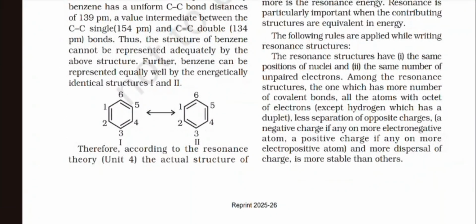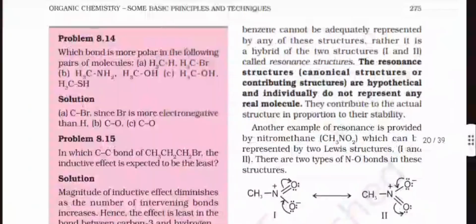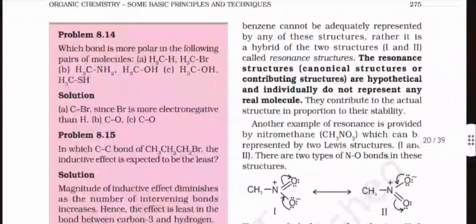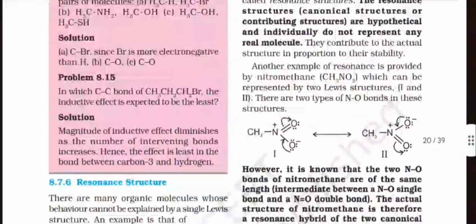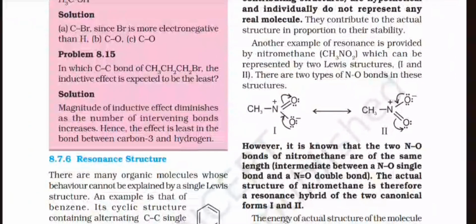Therefore, according to the resonance theory, the actual structure of benzene cannot be adequately represented by any of these structures. Rather, it is a hybrid of the two structures, called resonance. The resonance structures, canonical structures or contributing structures, are hypothetical and individually do not represent any real molecule. They contribute to the actual structure in proportion to their stability.